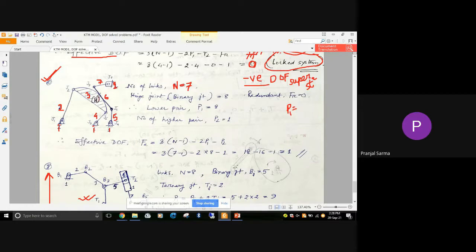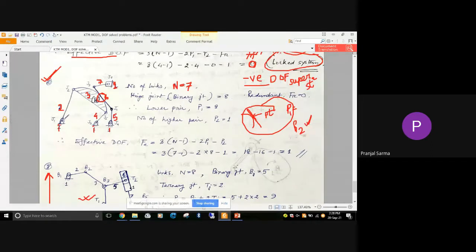Now, interestingly, if you have already drawn this, you'll see that in this portion it is giving rise to a kind of higher pair. We have got one higher pair also, because here you can say there is point or line contact. If you consider the situation is something like this, it is a kind of point contact. So this is giving rise to a higher pair. That means we have got P2. P2 is there. So we should be careful.